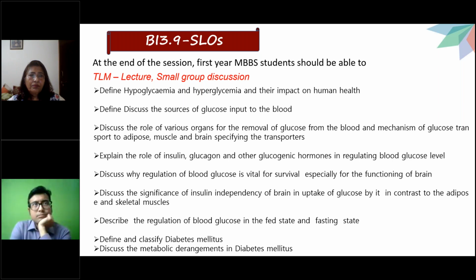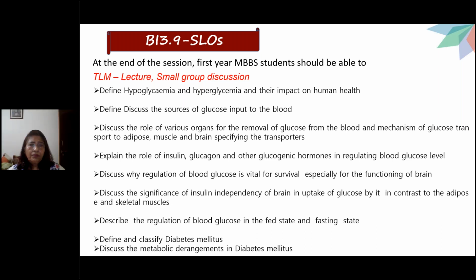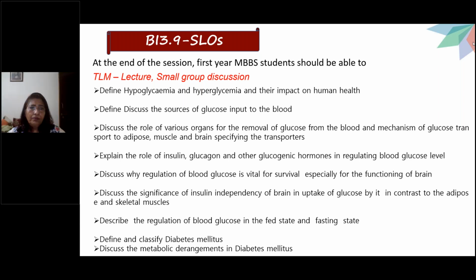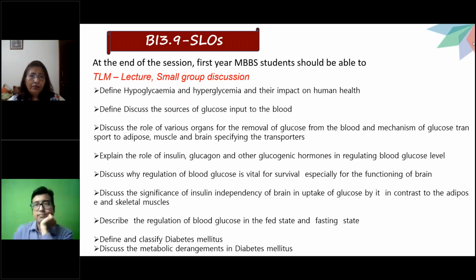So the teaching learning method is lecture and small group discussion. At the end of the session, first year MBBS students should be able to define hypoglycemia and hyperglycemia and their impact on human health, discuss the source of glucose input to the blood, and discuss the role of various organs for the removal of glucose from the blood and mechanism of glucose transport to adipose tissue, muscle, and brain, specifying the transporters.